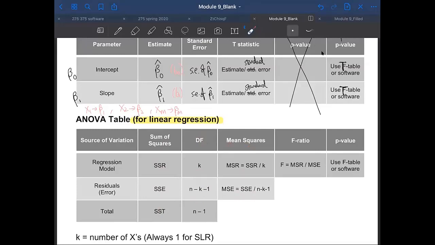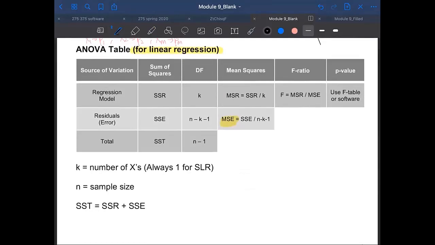Mean squares, right? You're able to get MSR, MSE as well. So MSE, this quantity given here, is an important quantity. Why do I say that? Why is MSE important? Do you remember anything we used MSE for? When are we going to use MSE?